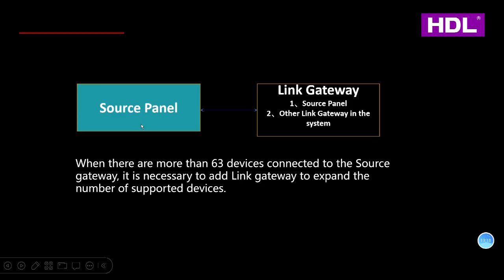And if you use the source panel as a gateway, then it is the same. If it works as a Bus Pro gateway, the Bus Pro gateway can only hold 64 devices. So when there are more than 63 devices connected to the source gateway, it is necessary to add a link gateway to expand the number of supported devices.